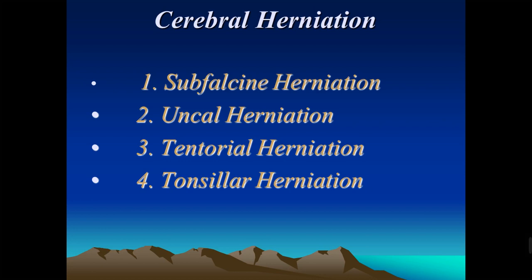Cerebral herniation, we have in fact four types. Number one, called subfalcine herniation, below the falx. Number two, uncal herniation, the herniation of the uncus through the tentorial hiatus, or tentorial herniation, I mean brain tissue, brain stem through the tentorium. And lastly, tonsillar herniation, the cerebellar tonsil through the foramen magnum.